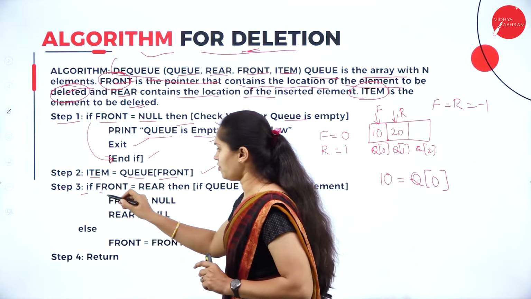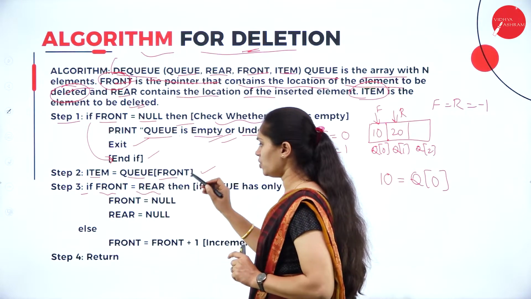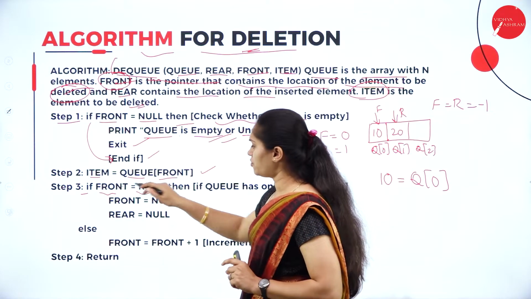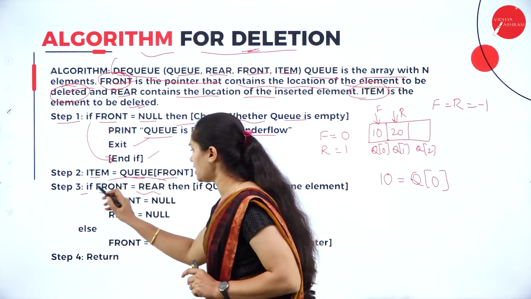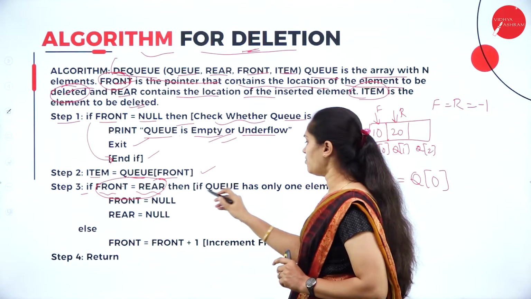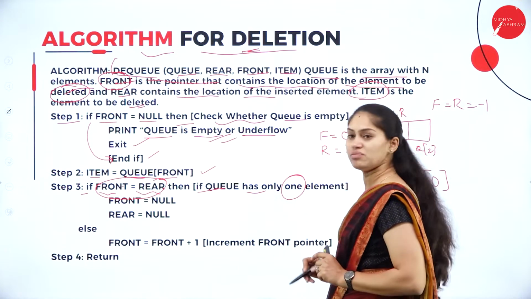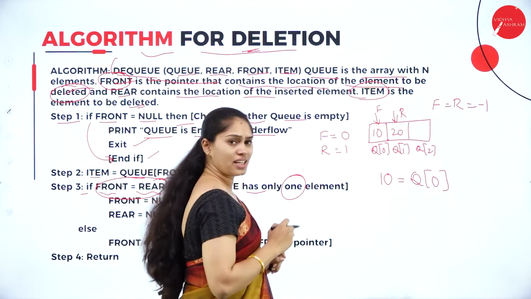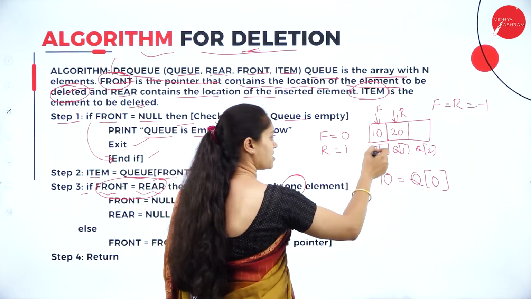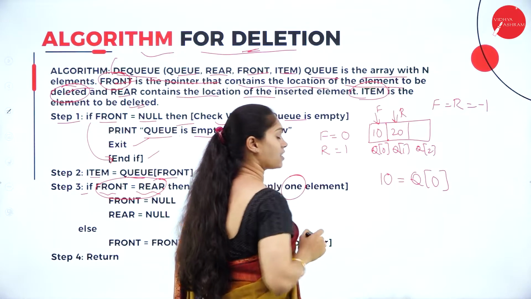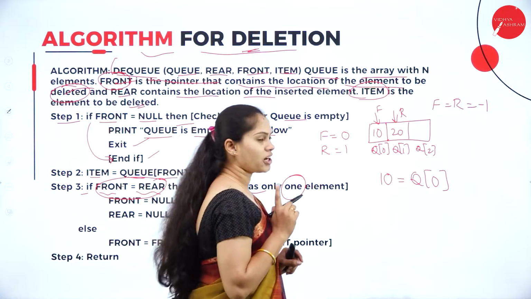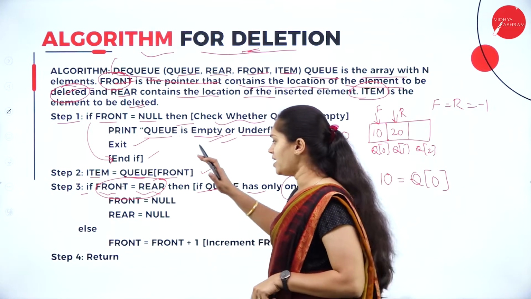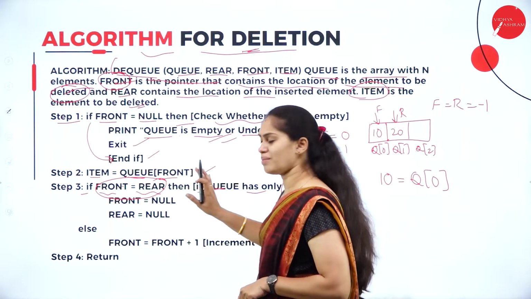At that time, if front is equal to rear, we have one more scenario here. If both front and rear are pointing to the same location, then we can say that it has only one element. So here in this scenario, front is not equal to rear. Why? Because front is at the location 0 and rear is at the location 1. This is not the same location. So that condition will not be satisfied. So this condition becomes false.